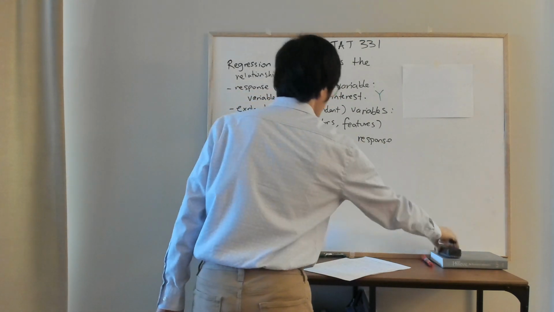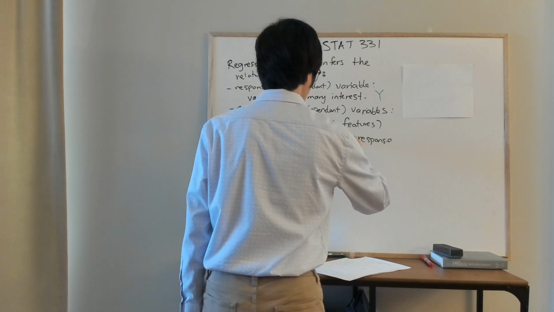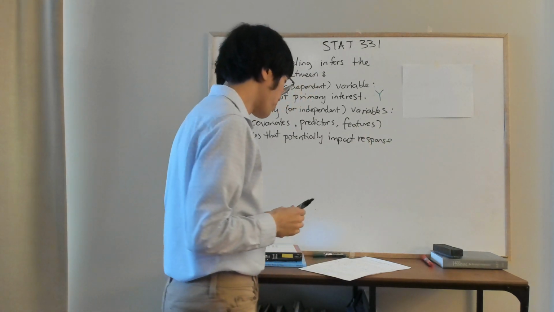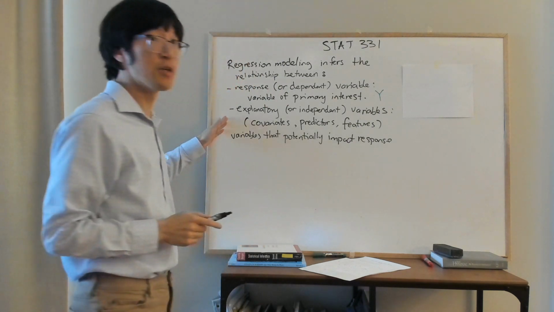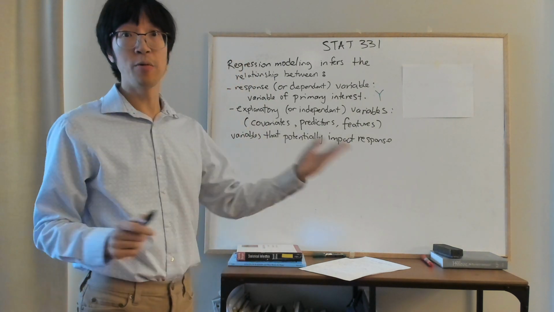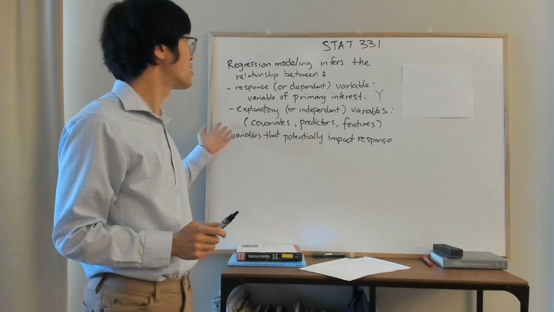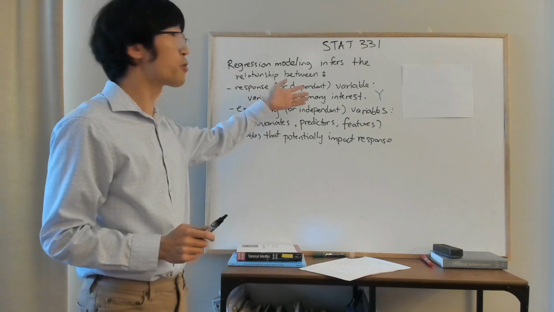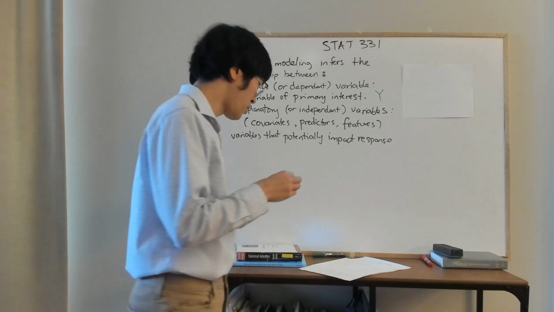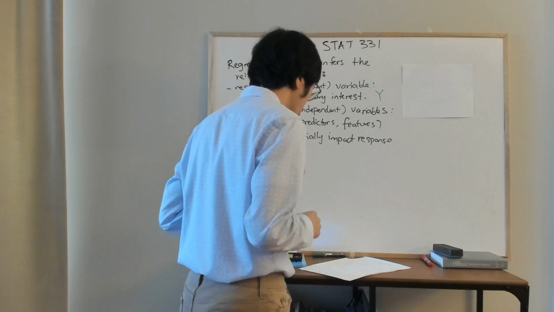So they potentially impact the response, and we're going to assume these to be fixed. They might be data that we're able to collect, and then based on these variables, we can try to model y, or if we have new data, we can try to predict y. There are many applications to this.